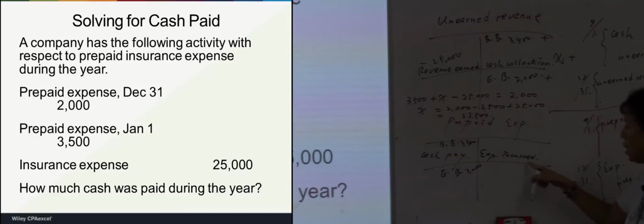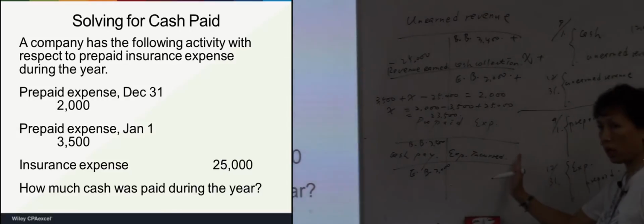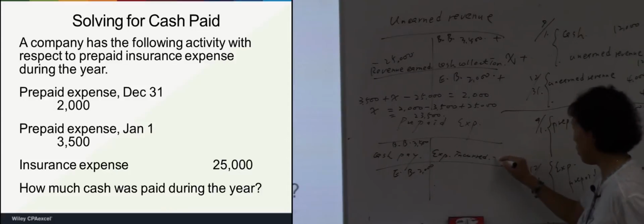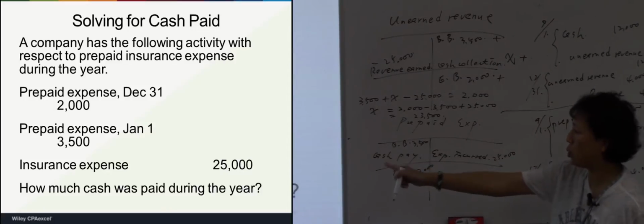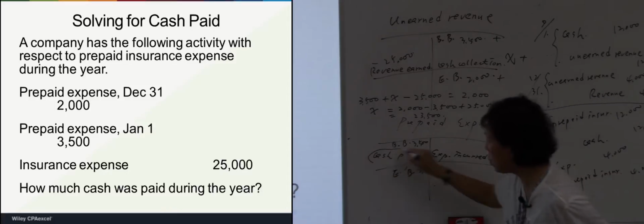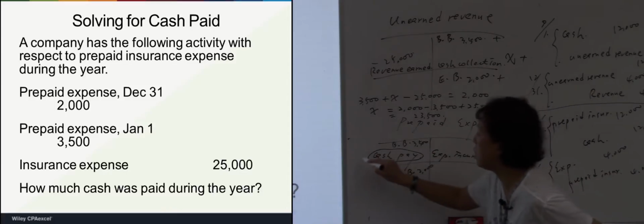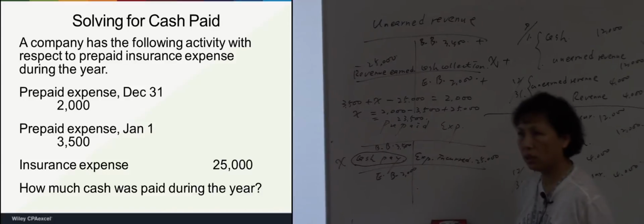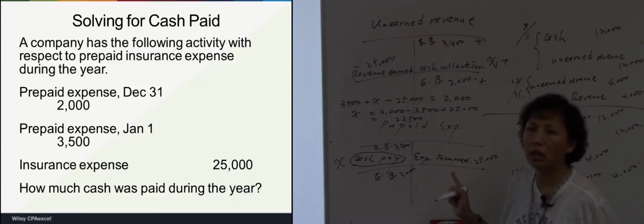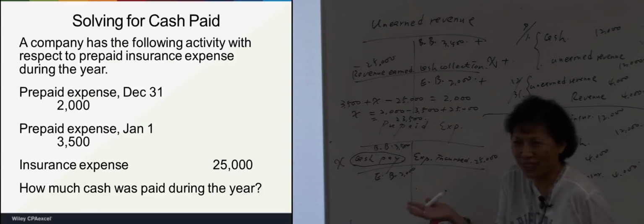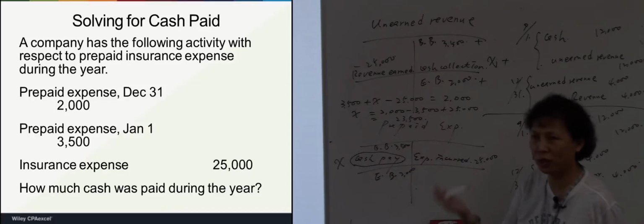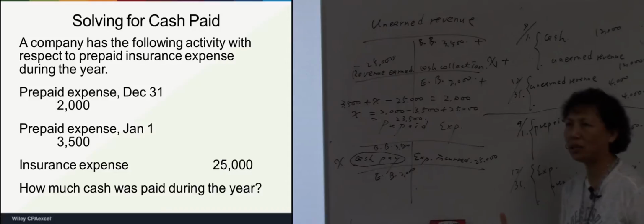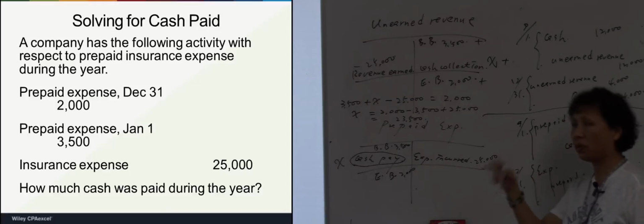Expense incurred should be recorded in the credit, so we put 25,000 here. The question is asking how much cash was paid. We don't know how much cash was paid. Can I assume it as X? Yes. You might say, can I assume it as Y? As you wish. You can do Y, A, B, or C. It's just an unknown item, and you can make whatever assumption for an unknown item.